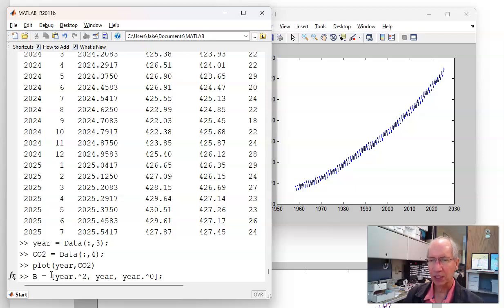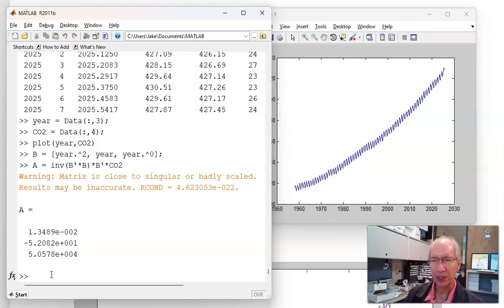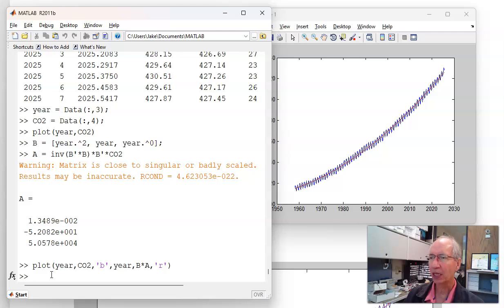To do a least squares curve fit, I'll set up my basis function. In this case, year squared, year and 1. I want to come up with a parabolic curve fit. Here's my unknowns. It's the inverse of B transpose B, times B transpose, times CO2. That's a least squares curve fit. There's your three unknowns, a, b, and c. And plot them together. Year versus CO2 in blue, year versus curve fit in red. Curve fit is just B times a. Voila! There's my parabolic curve fit.